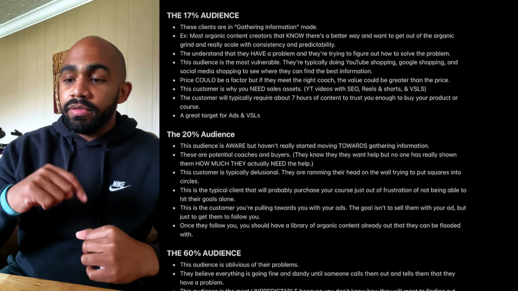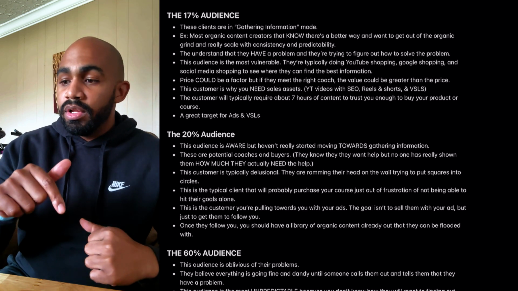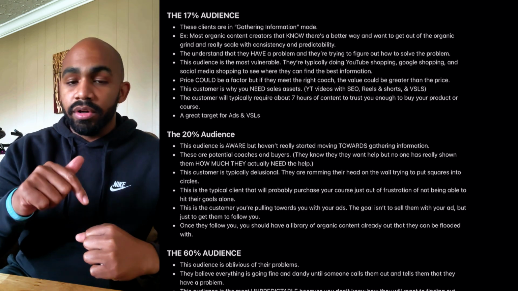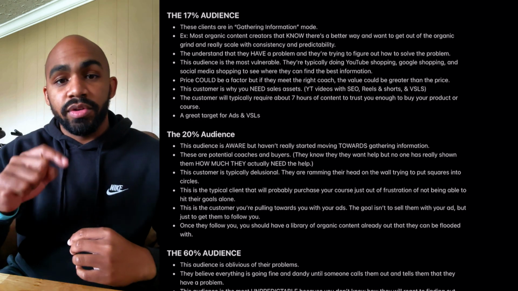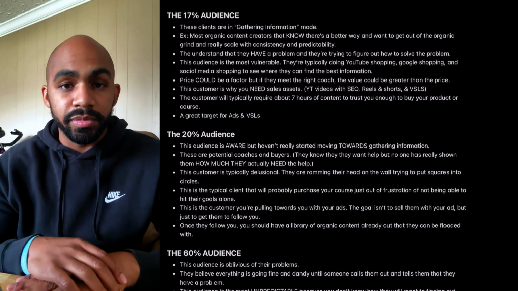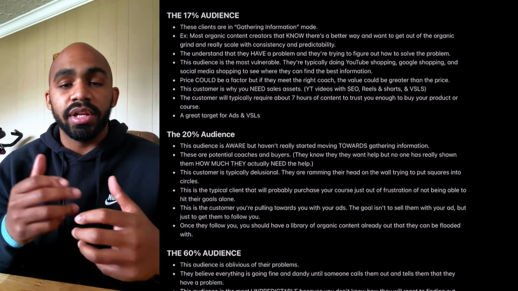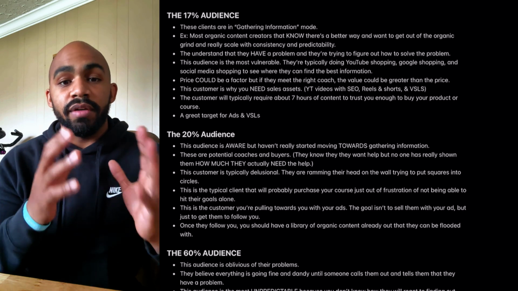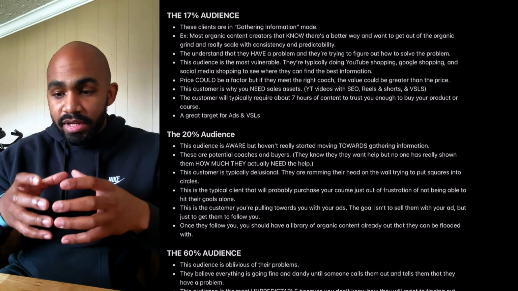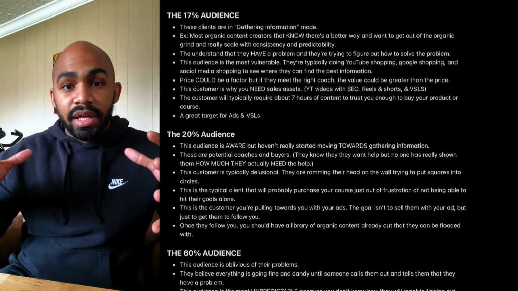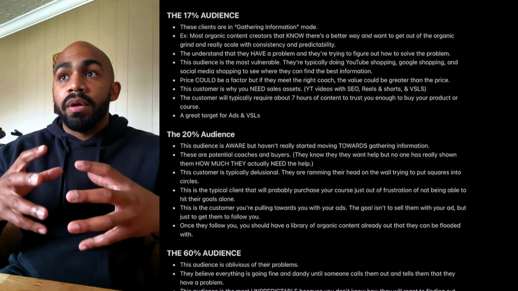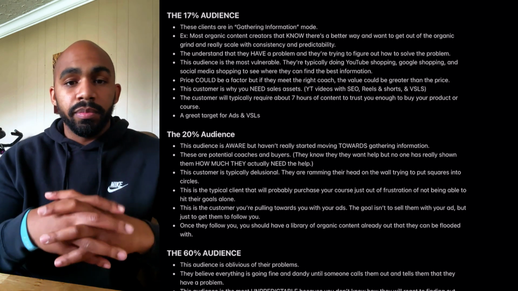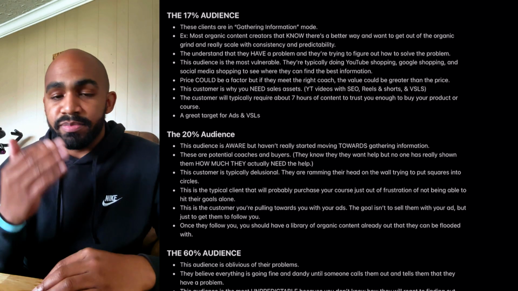The price could be a factor, but if they meet the right coach, the value could be greater than the price. And when the value is greater than the price, that's when they'll purchase from you, right? So once you can tell a customer that has a problem that you have the solution, and that problem has gotten so large for them that just solving it means more than money, that's when people will pay hand over fist for your product, especially if you can solve it.